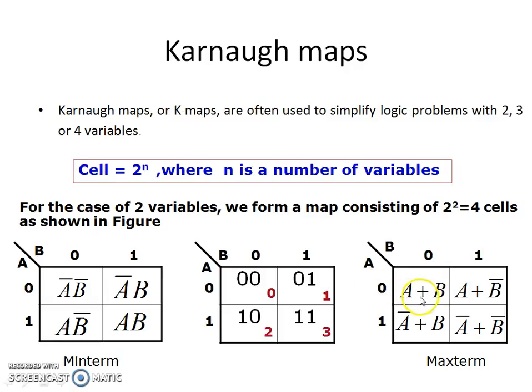Here 0 is represented by a, and column wise 0 is represented by b. So row wise it is a, and in the second row it is a bar. In the first column it is b, and in the second column b bar.